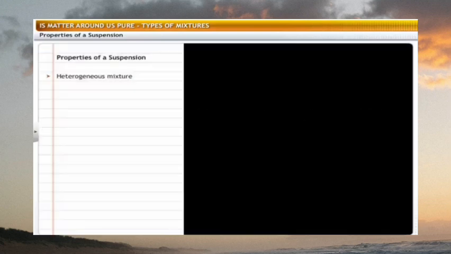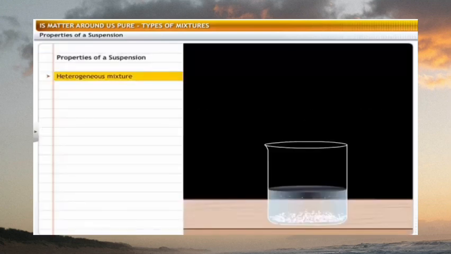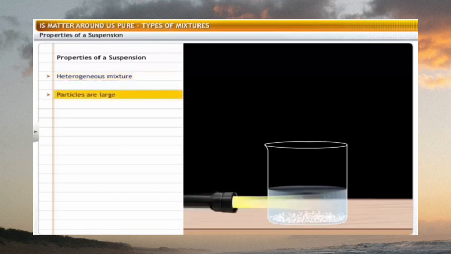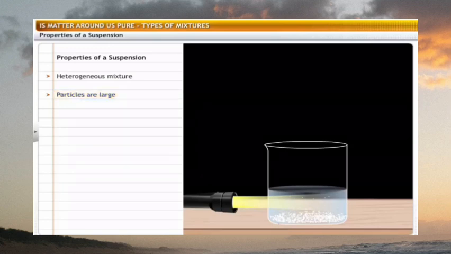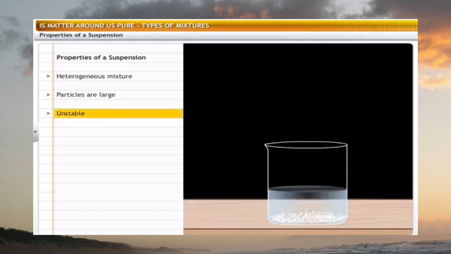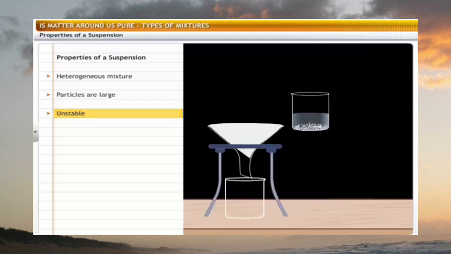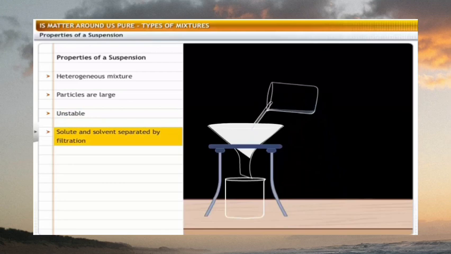A suspension is a heterogeneous mixture. The particles of a suspension are quite large, and they scatter a beam of light passing through the suspension and make its path visible. A suspension is unstable. When a suspension is left undisturbed, its solute particles settle down at the bottom of the container. The solute in a suspension can be separated from the mixture by the process of filtration.